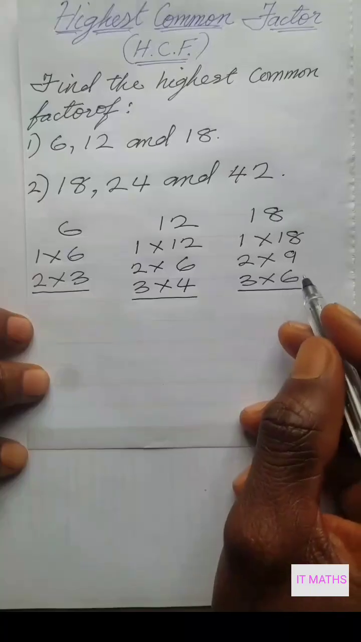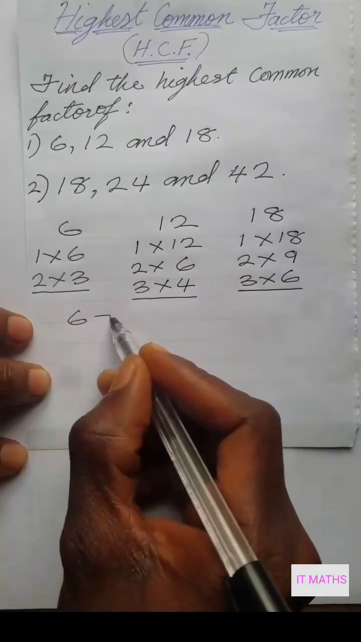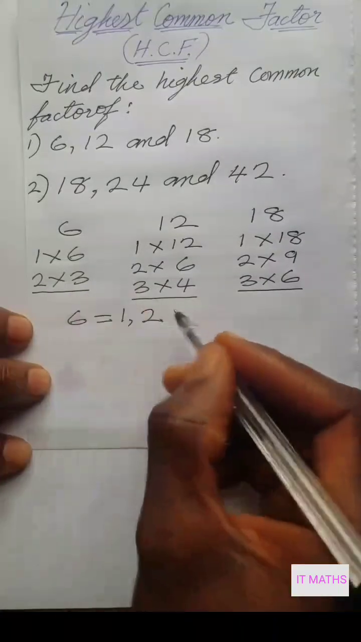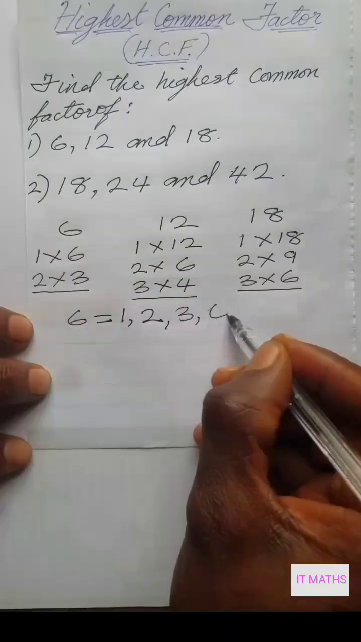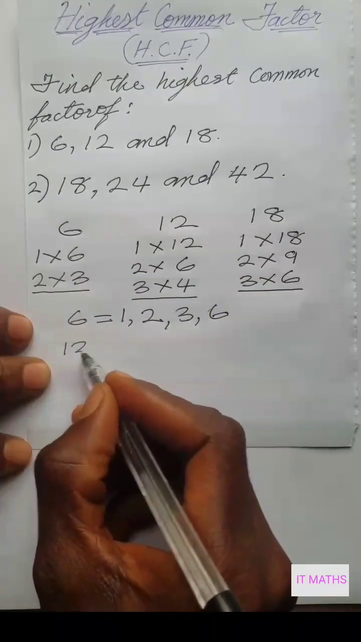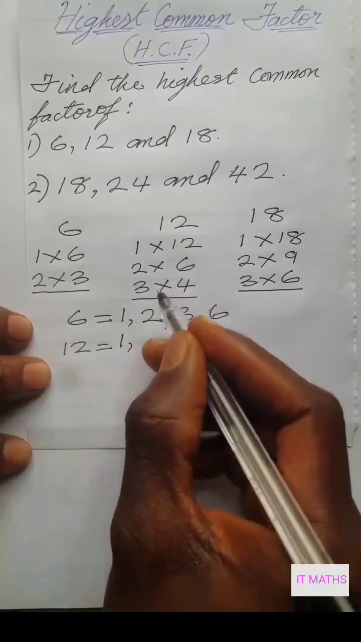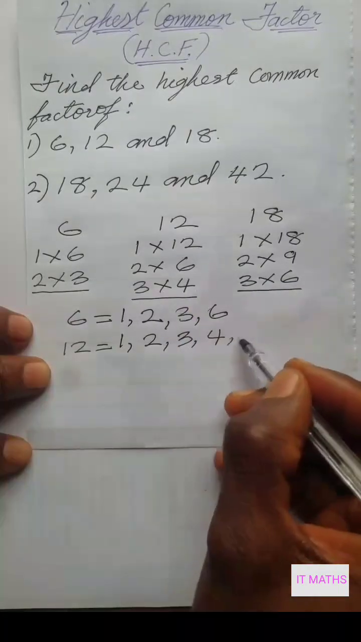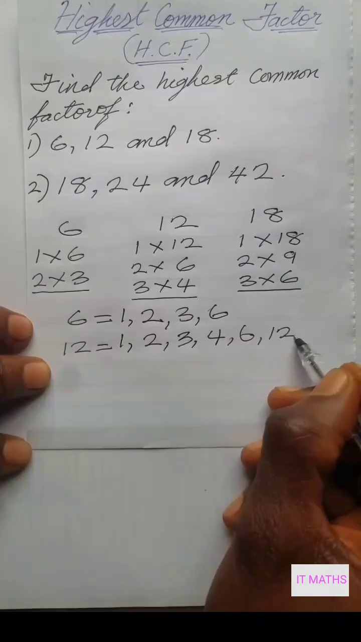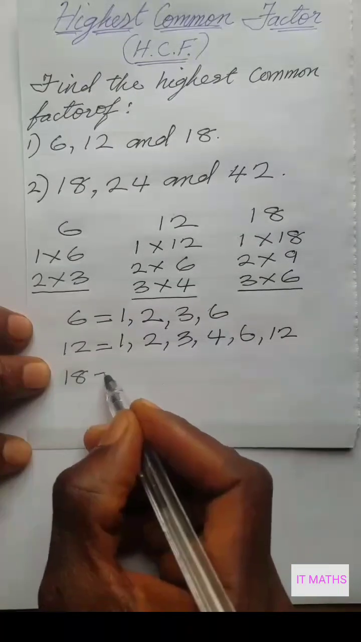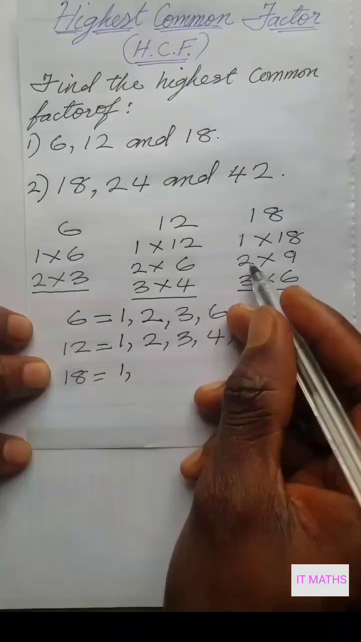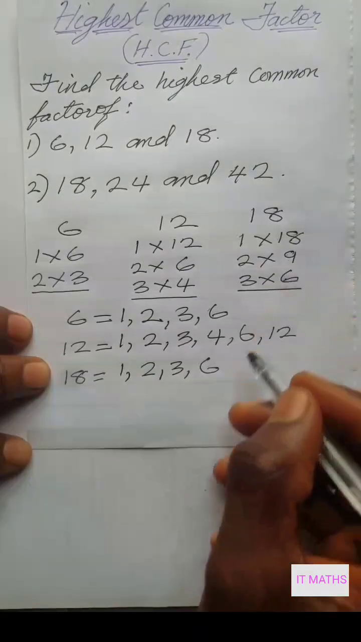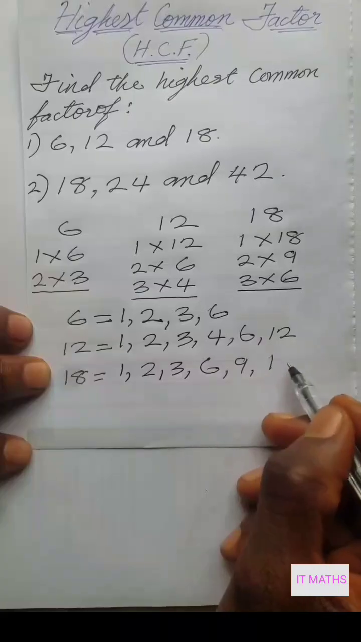Now, the next thing is to get these factors out. So, for 6, it was 1, 2, 3, and 6. For 12, we have 1, 2, 3, 4, 6, and 12. For 18, we have 1, 2, 3, 6, 9, and 18.